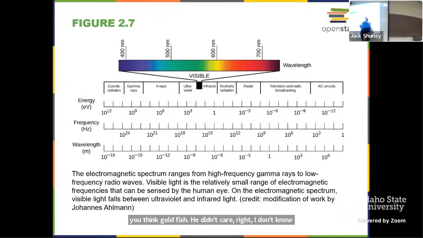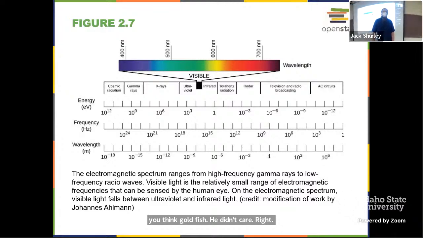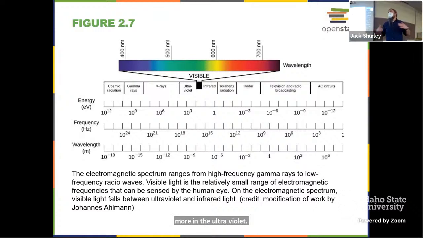UV stuff, I think things like bees are supposed to be perceiving things more in the ultraviolet. So yeah, they're able to pick up different things.